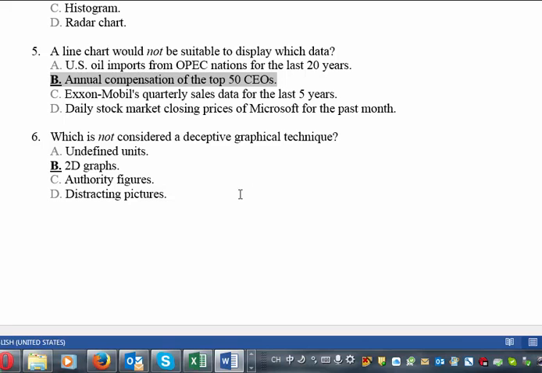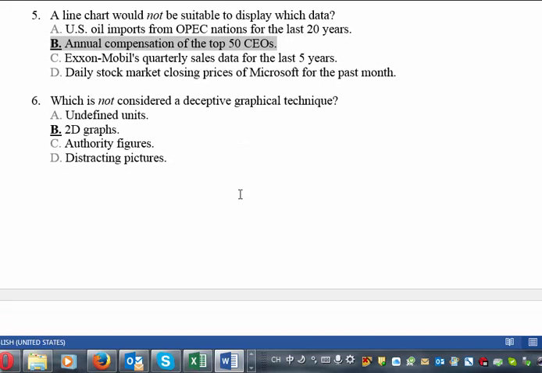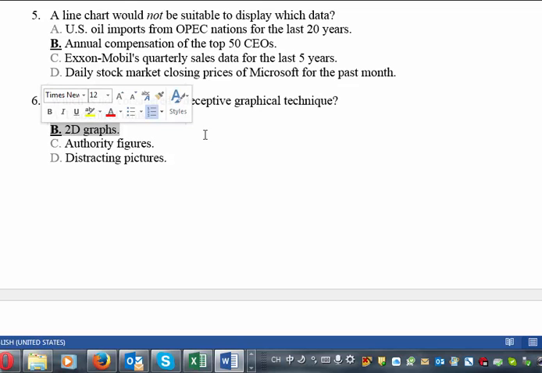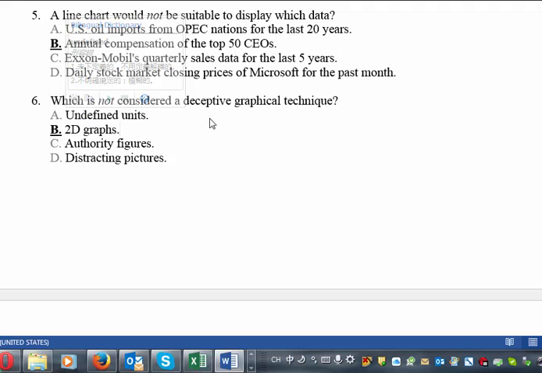Number 6, which is not considered a deceptive graphical technique? Undefined units, of course, we know are deceptive, because you are not showing the units in the chart. 2D graphs, this is normal. Most of the graphs we draw are 2-dimensional. Right? And a 3D graph could be deceptive, as we have talked about in my lecture. So 2D graph is the correct answer, because it's not deceptive.